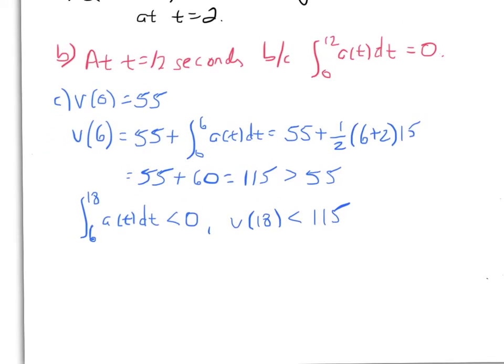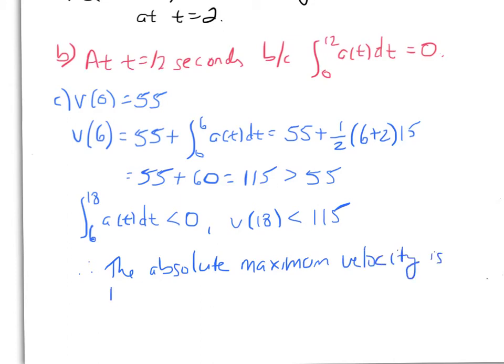So therefore, the absolute maximum velocity is 115 feet per second, and this occurs at t equals 6 seconds.